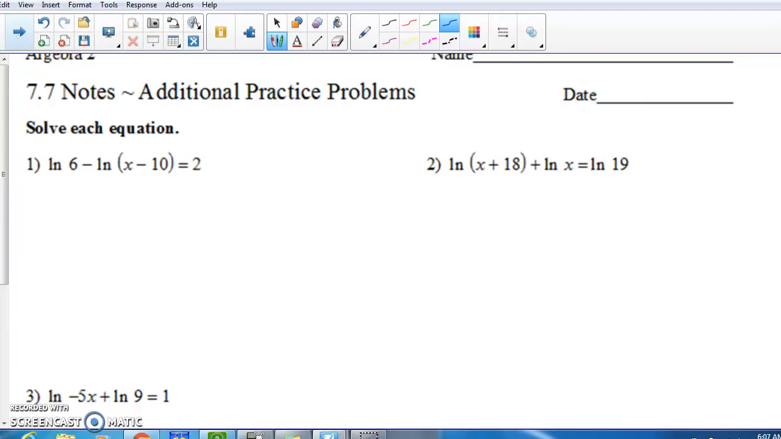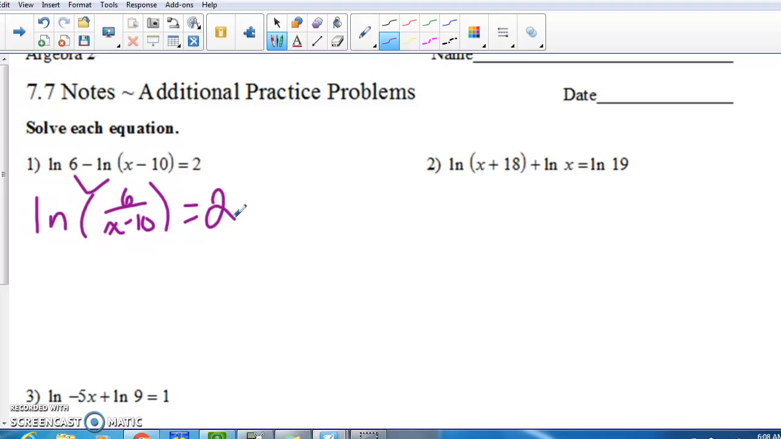Okay, so with number 1, again, my first job is to say, are there any exponents? There are not. So I'm going to combine these two by the fact that there's subtraction there. Subtraction means divide. So I have ln of 6 over x minus 10 equals 2.